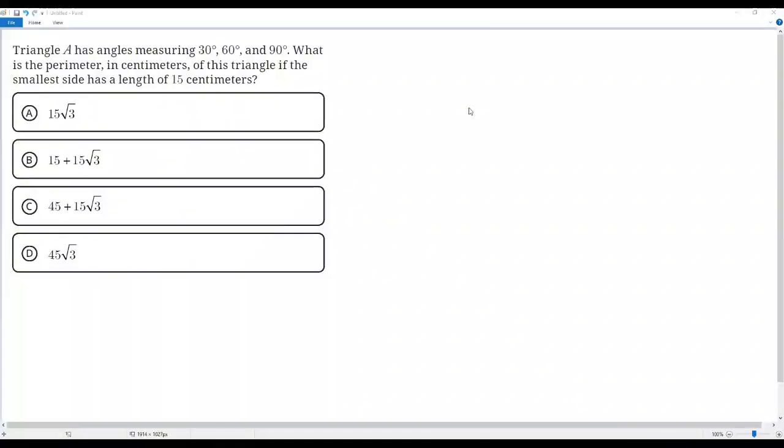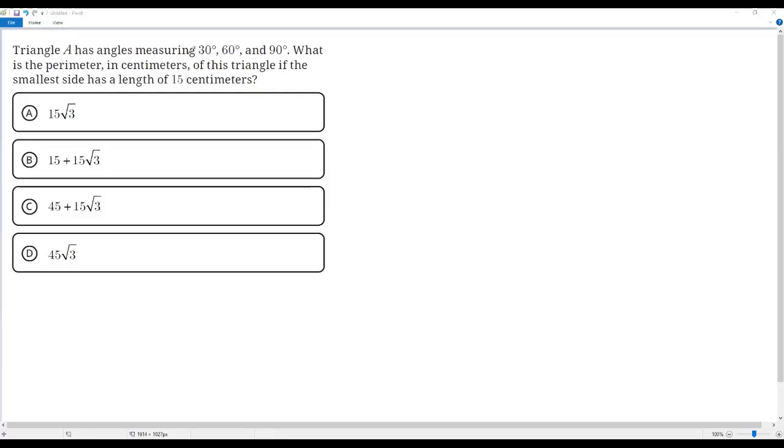Here we have a SAT math question on triangles. Okay, let's go to the question. Triangle A has angles measuring 30 degrees, 60 degrees and 90 degrees. What is the perimeter in centimeters of this triangle if the smallest side has a length of 15 centimeters?